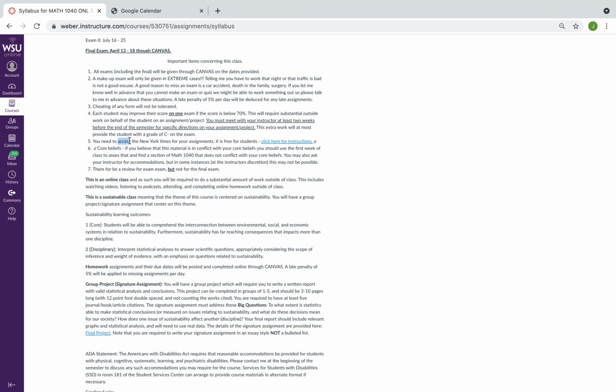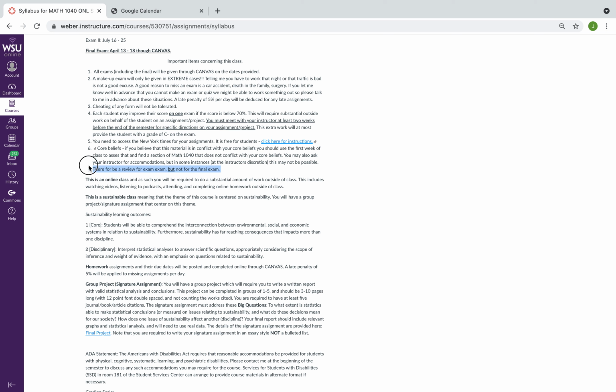Okay. For some of your readings, you might want to access New York Times, depending on what group project you select. It's free for students. Core beliefs: if you believe this material is in conflict with your core beliefs, you should contact me in the first week of class to assess that and find a section of Math 1040 that does not conflict with your core beliefs. And if I can, I will try and make an accommodation for you. Okay, but that is at my discretion.